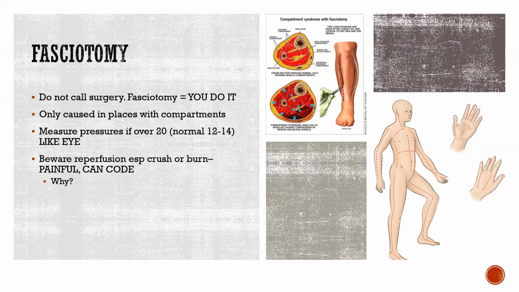And so you don't call surgery unless you're at a big trauma 1 facility. Most of the time you are doing the fasciotomy, so it's important that you know where these lines exist. And it's important that you do as bare minimum as you possibly can. It's important to call the physician if you have the chance and to try to measure pressures to make extra sure that this is actually a compartment syndrome.